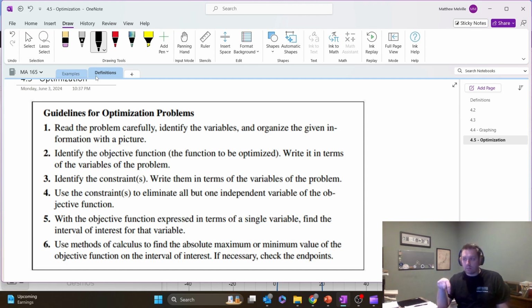Identify constraints, write them in terms of the variables of the problem, use the constraints to eliminate all but one independent variable, and then you can find the interval of interest. Use methods of calculus to find the absolute maximum or minimum. That's taking the derivative, and taking the second derivative to find out if it's a max or min. If necessary, you can check the endpoints. Because if this was a parabola opening up, then those endpoints would have been my maximum values. But it wasn't, so that's not the case.